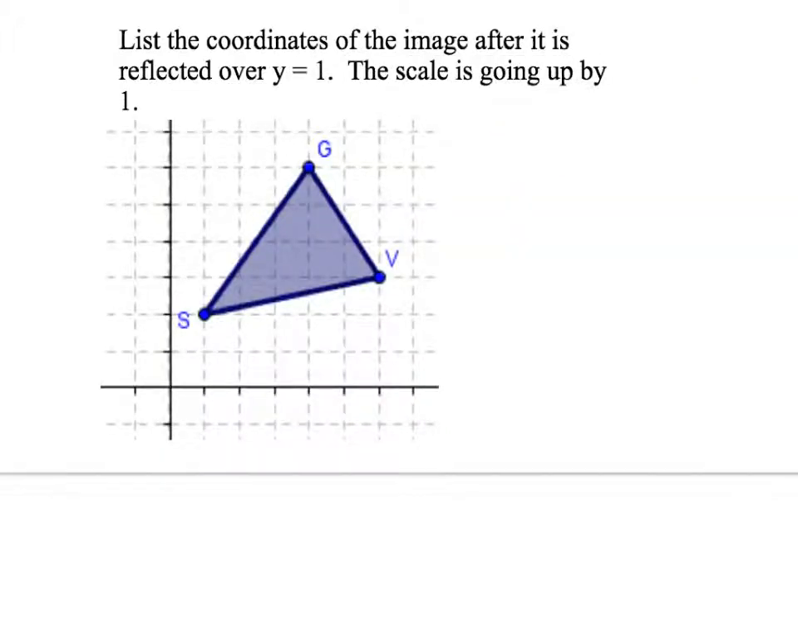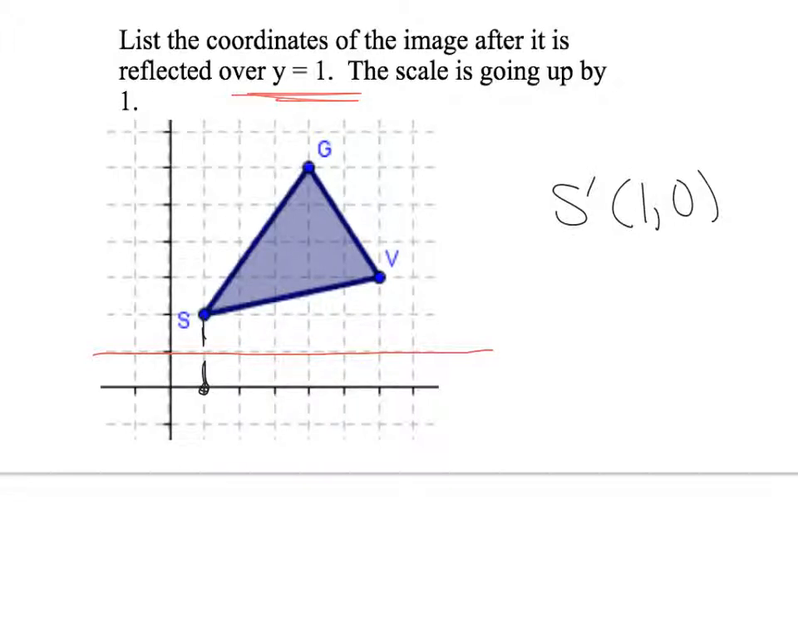And list the coordinates of the image after it's reflected over y equals 1. So y equals 1 is a horizontal line, right here. So we're going to do the same thing. So S is going to be 1 above, 1 below. So S prime is going to be at (1, 0).